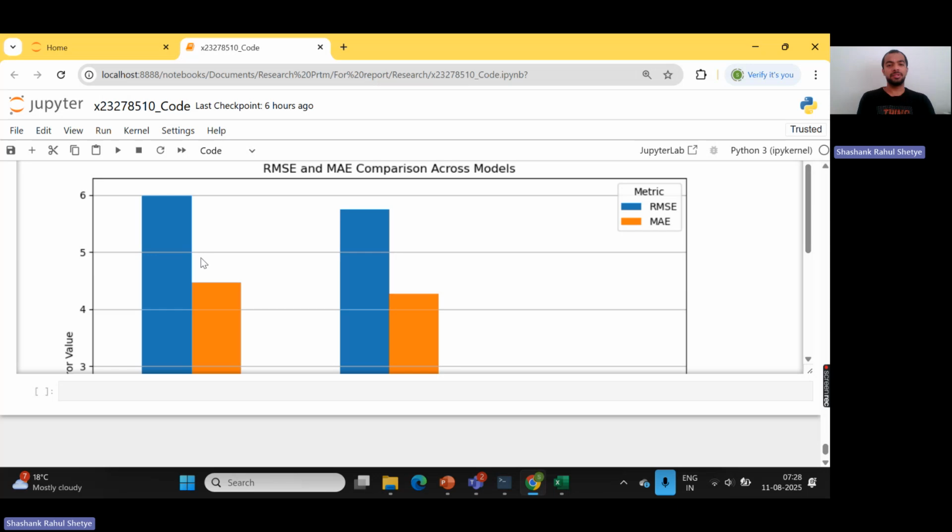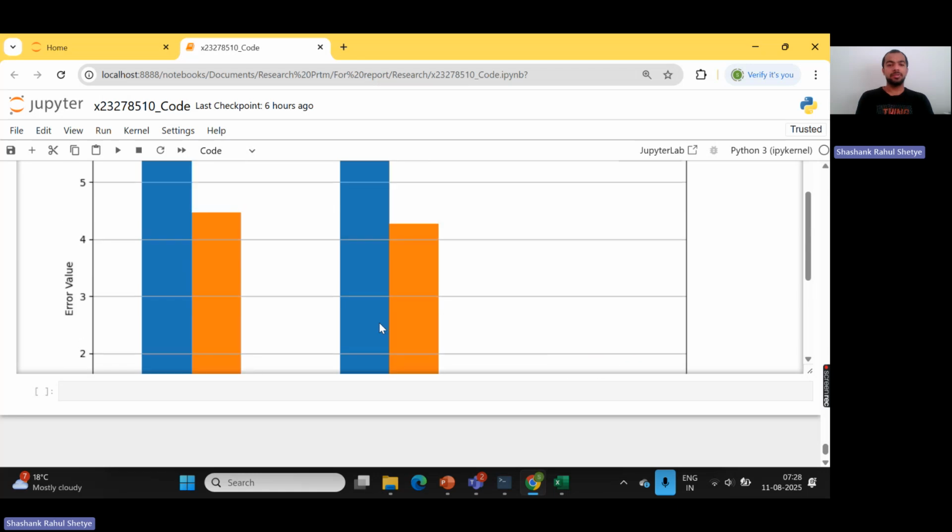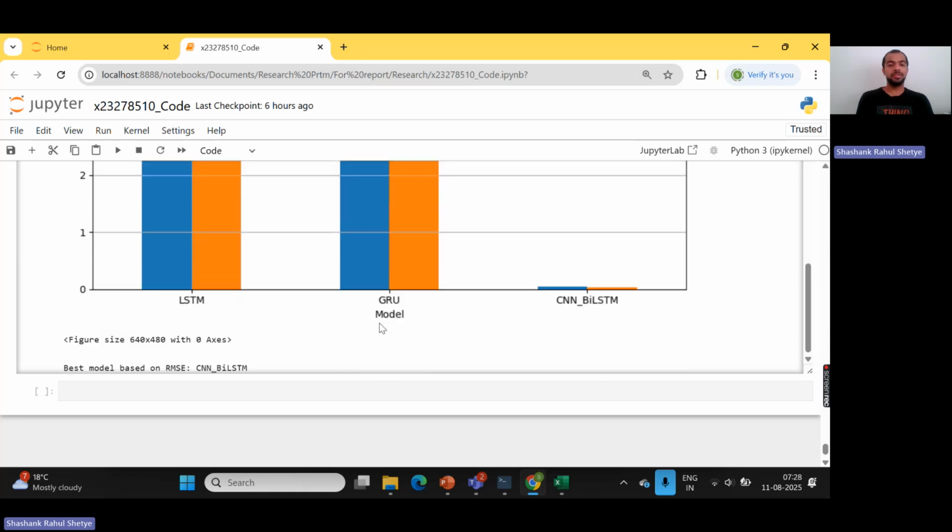This is the comparison between all the models. The CNN-LSTM has the lowest RMSE, whereas GRU was the second, and the worst performing model was LSTM.